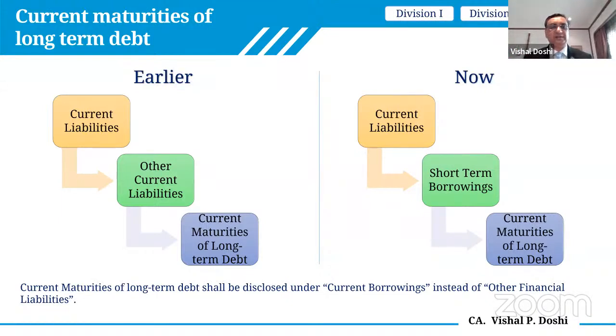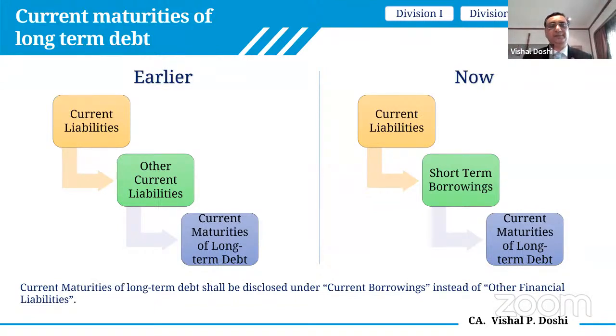So till now, under current liabilities, under other current liabilities, we used to show current maturities of long-term debt. Now it is being reclassified, that in current liabilities you have to show this under short-term borrowings. That is the change. So it is just a reclassification from one head to the other head within current liabilities, but maybe there can be an impact in the ratios.